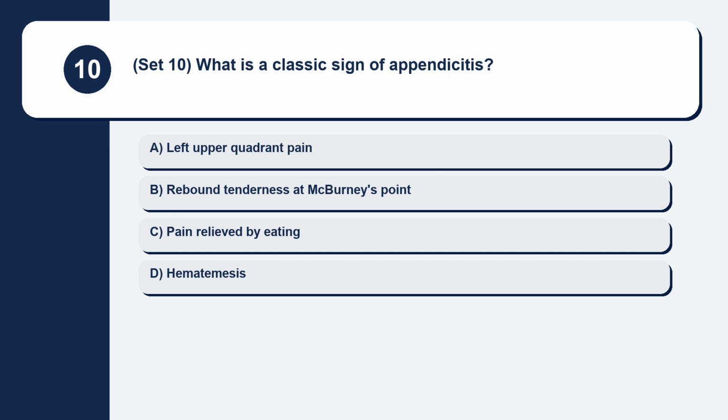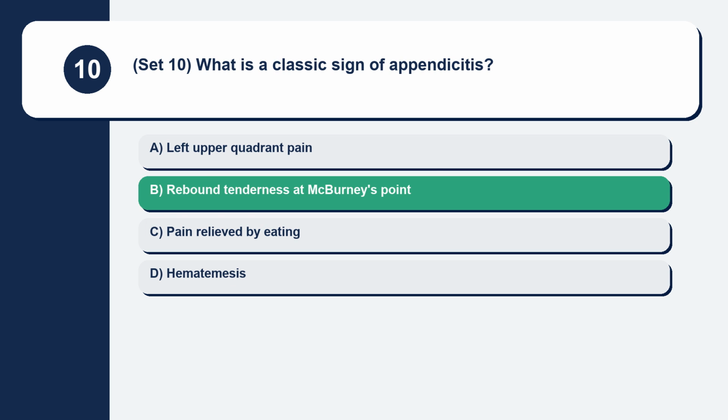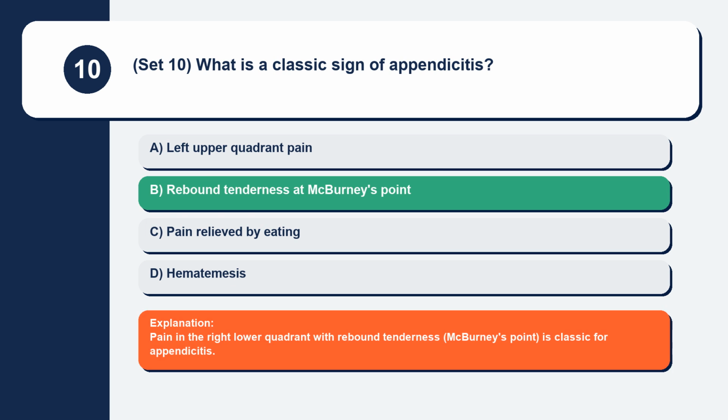Question 10. Set 10. What is a classic sign of appendicitis? Left upper quadrant pain, rebound tenderness at McBurney's point, pain relieved by eating, hematemesis. Pain in the right lower quadrant with rebound tenderness, McBurney's point, is classic for appendicitis.